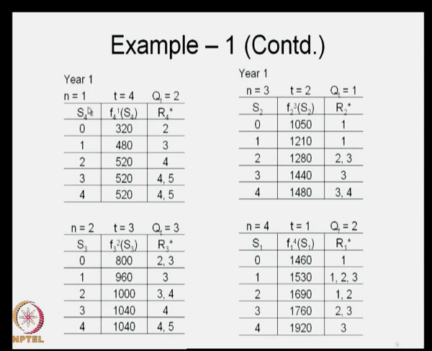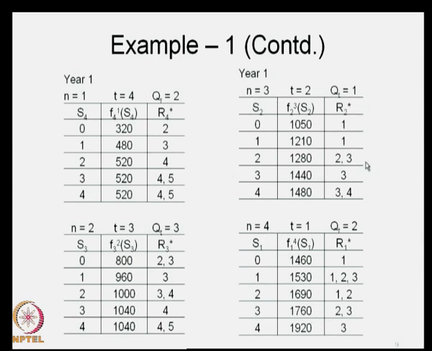So, for year 1, n is equal to 1 and t is equal to 2, my f values will be like this: 320, 480, etc. We are solving for all the storage states 0, 1, 2, 3, 4, etc., and the associated release values are like this. Then for year number 1, n is equal to 2, we go and resolve, we get these f values. Then we go to n is equal to 3, n is equal to 4 and so on.